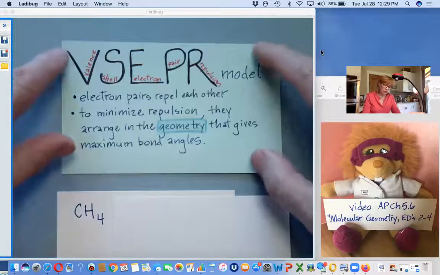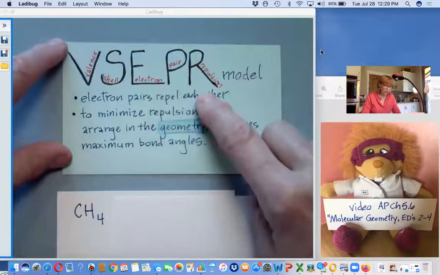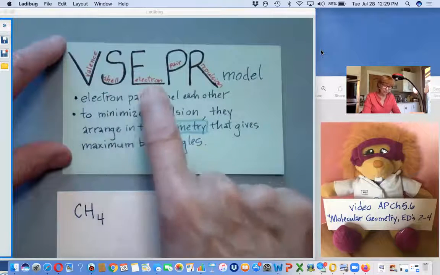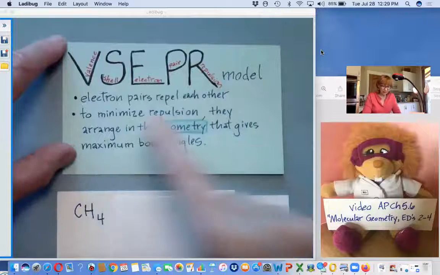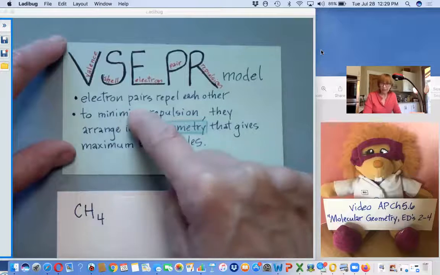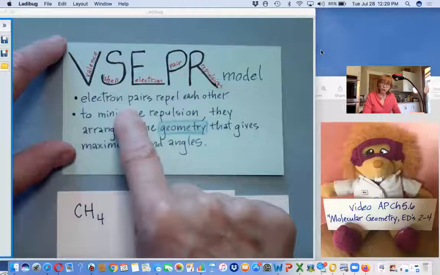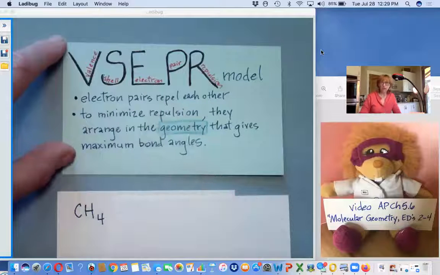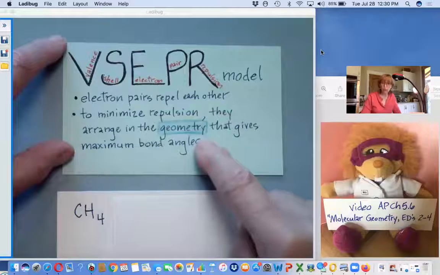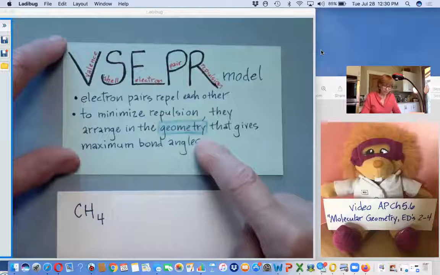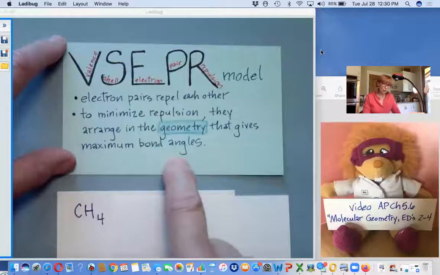Okay, so to think about molecular geometry, we're going to keep coming back to this model. It's called the VSEPR model, which stands for Valence Shell Electron Pair Repulsion model. What it basically says is that electron pairs repel each other. Now that's common sense, right? Electrons are negative, and so when you have electron pairs close to each other, there is going to be some repulsion. To minimize that repulsion, those electron pairs are going to arrange in whatever geometry gives them the most distance from each other, gives them maximum bond angles.